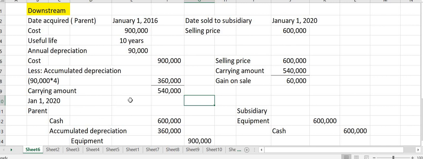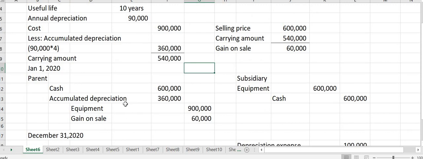What are the entries in the books of the affiliated companies to record this intercompany transaction? The parent, being the selling affiliate, will debit cash for the proceeds of sale. We will derecognize the equipment and the related accumulated depreciation. So the parent will debit accumulated depreciation of 360,000, credit equipment for 900,000, and credit gain on sale for 60,000. In the books of the subsidiary, being the buying affiliate, it will record equipment based on the selling price, whatever the subsidiary paid to the parent. So we have debit equipment, credit cash for 600,000.